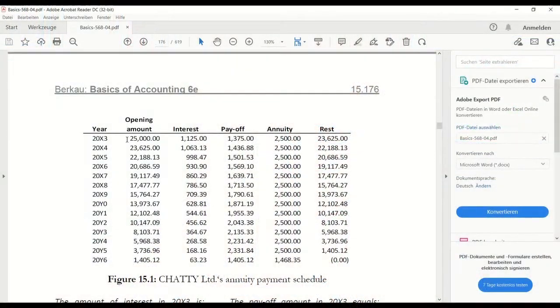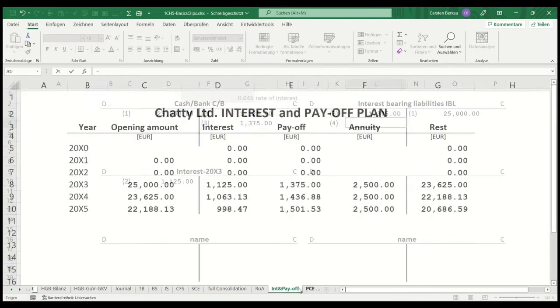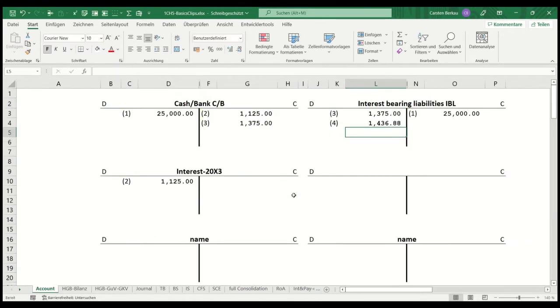We multiply 23,625 with 4.5%, which gives us 1,063.13. Again, we deduct 1,063.13 from 2,500, which gives us the next payoff amount, 1,436.88. So I record bookkeeping entry number 4. I just refer to that cell and click on the 1,400, and I make a debit entry in the interest-bearing liabilities account, and I credit the amount to the short-term liabilities.